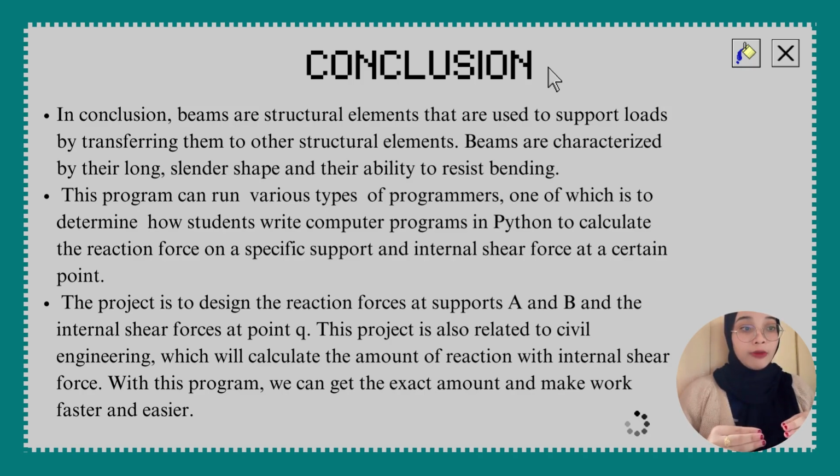This program can run various types of programs, one of which is to determine how students write a computer program in Python to calculate the reaction force on a specific support and internal shear force at a certain point. The project is to design the reaction force at support A and B and the internal shear force at point Q. This project is also related to civil engineering, which will calculate the amount of reaction and internal shear force. With this program, we can get the exact amount and make work faster and easier.